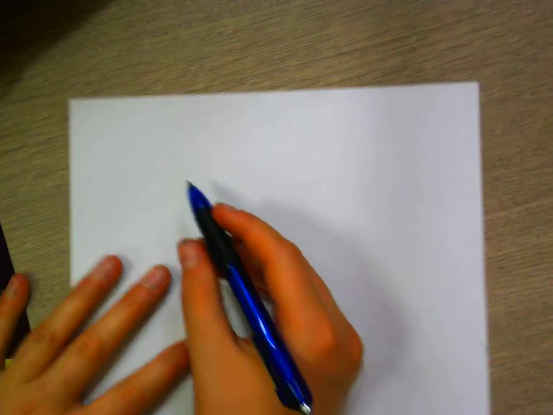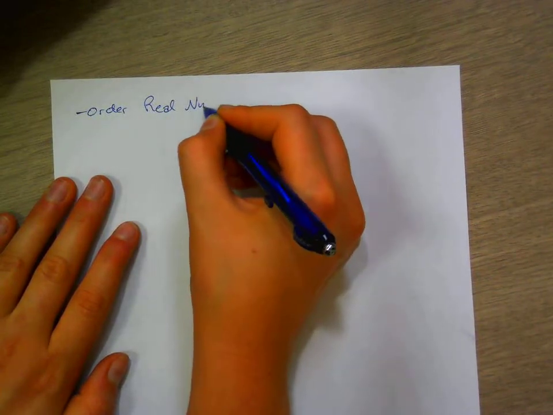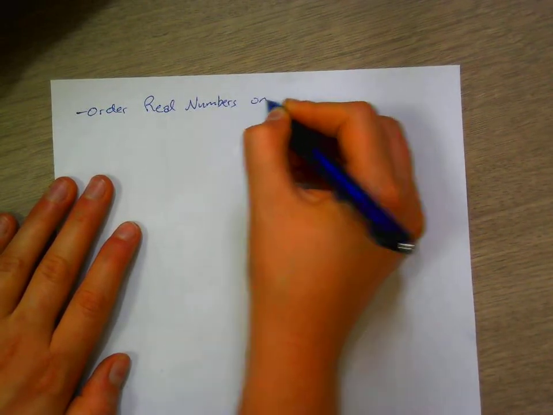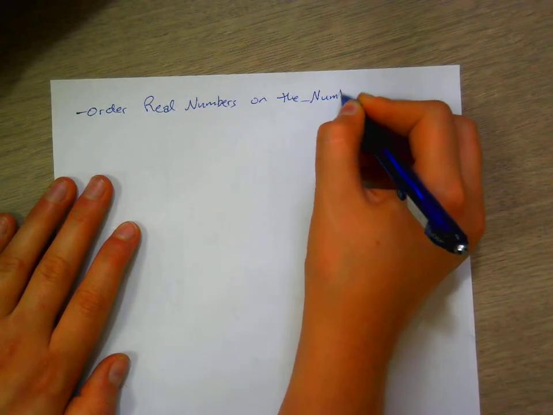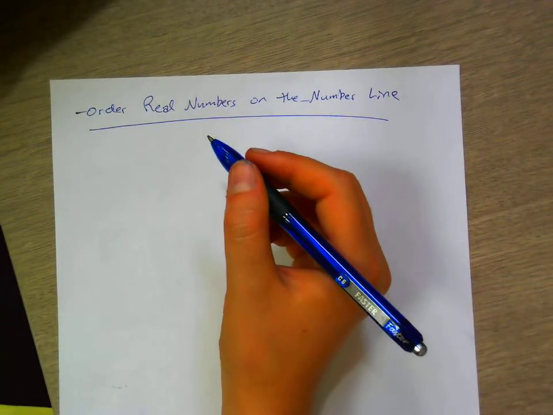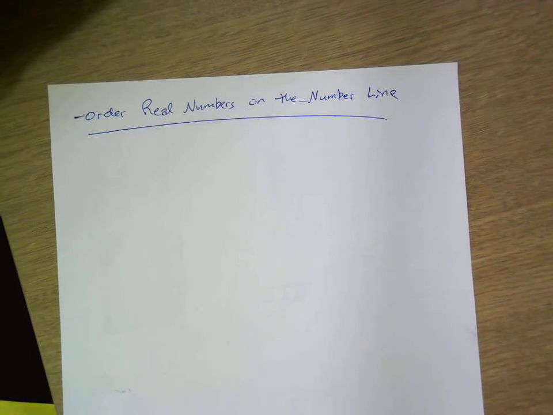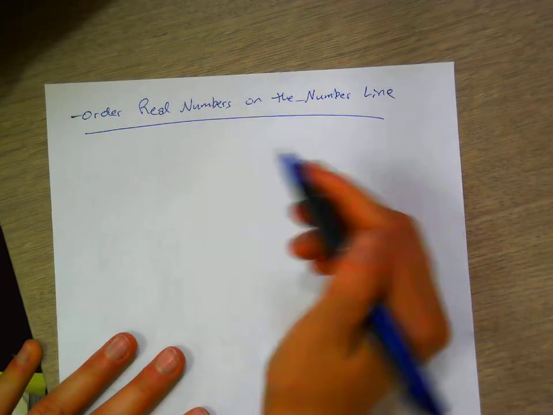Okay, let's move on to the next little section where we order real numbers on the number line. Real numbers appear in many forms, such as fractions, negative decimals, irrational numbers. When placing real numbers on the number line, it is easiest to compare and place them using their decimal forms. So we're going to convert everything we get into a decimal form. It's just easier that way.